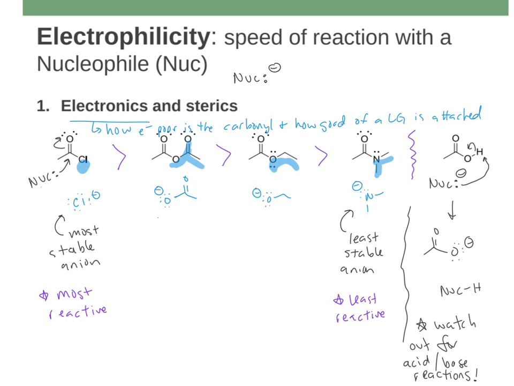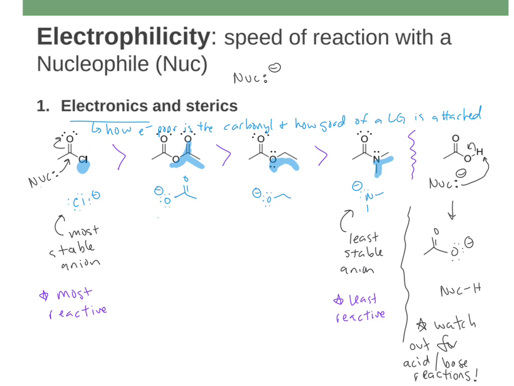So we're looking at the electronics. How good of a leaving group is it, and how electron rich or poor is the carbonyl? Amides, like the one on the right here, are very electron rich, because that lone pair really drops in and adds a lot of electron density to the carbonyl. You look at the acyl halide on the left, that chlorine is not going to donate a lot of electron density in because it does not want to be positive. So it's a less electron rich carbonyl than an amide is.